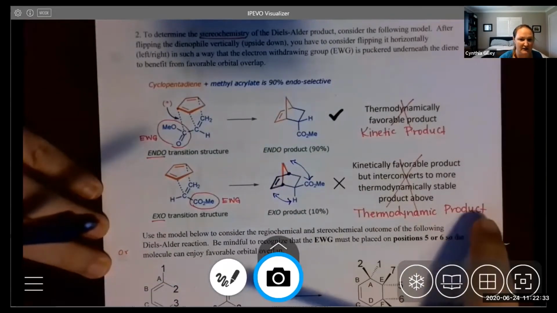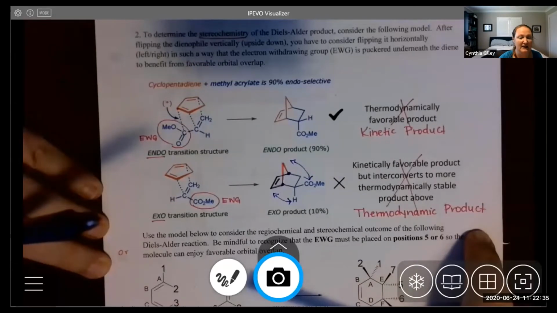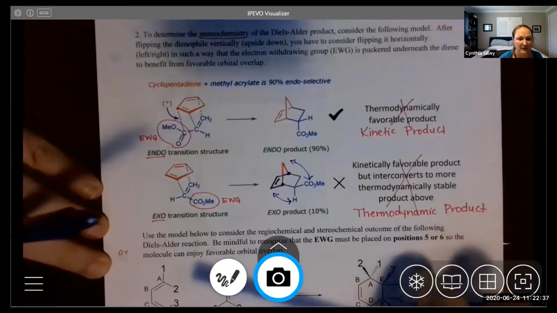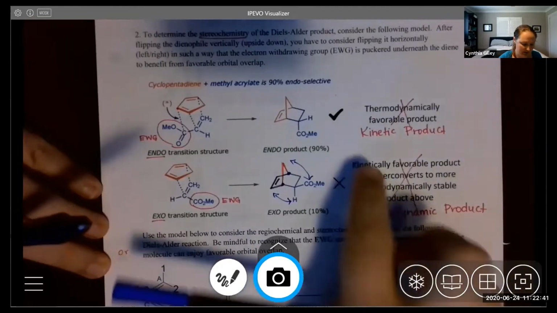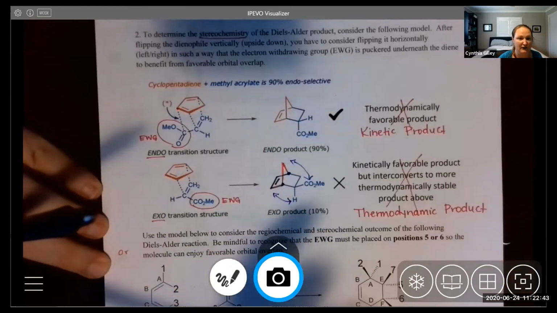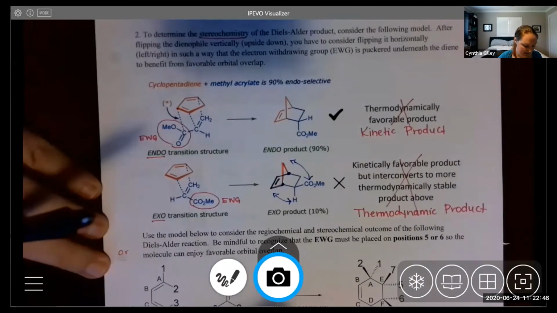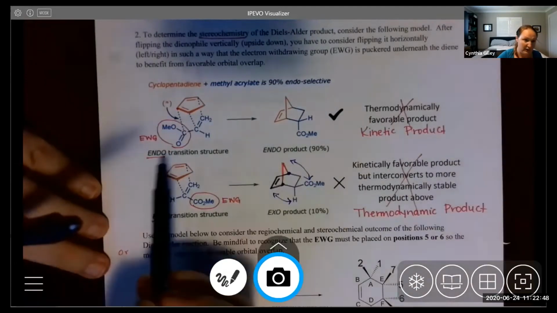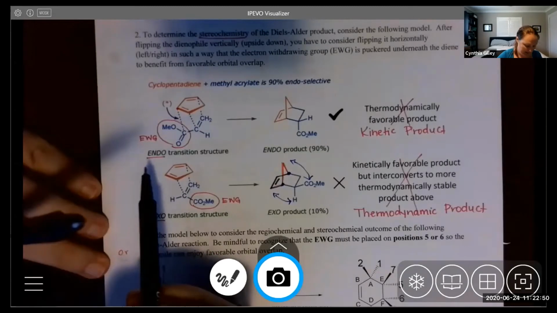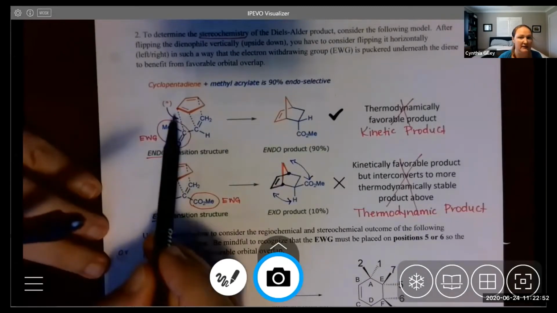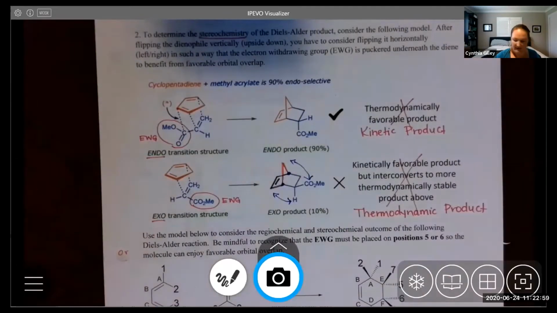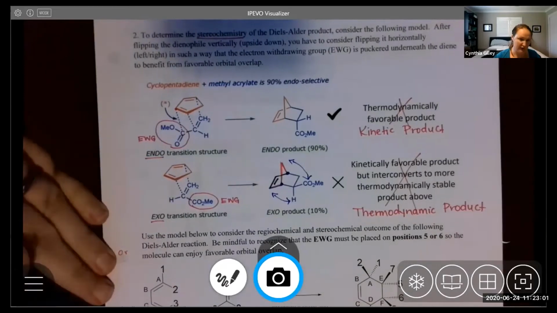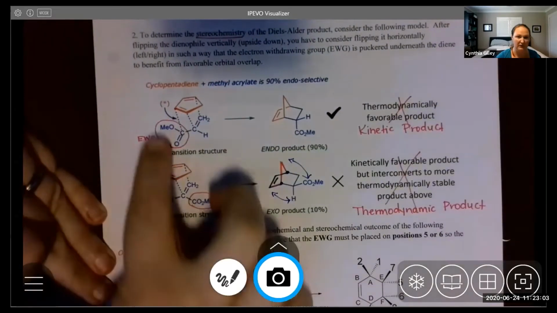But the Diels-Alder reaction is kinetically controlled. It's done at a low temperature, and so it doesn't reach an equilibrium. Whatever is formed faster is trapped as the major product. This one is formed faster due to a lower energy transition state because of the favorable secondary orbital overlap there. Okay, so this is just not quite correct. Let's look at some better pictures of what's going on here with the orbitals.